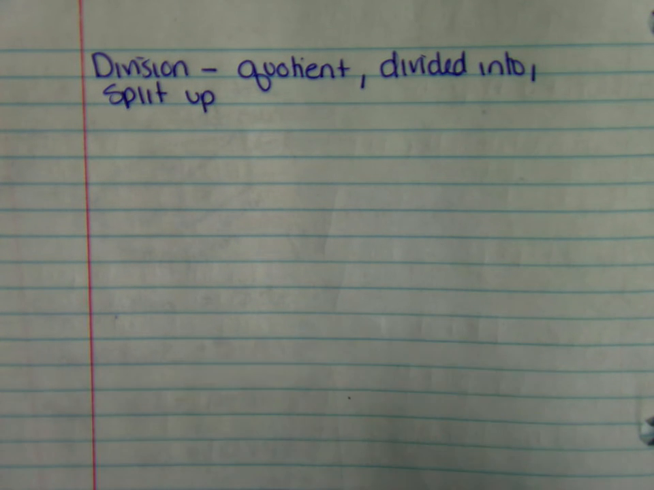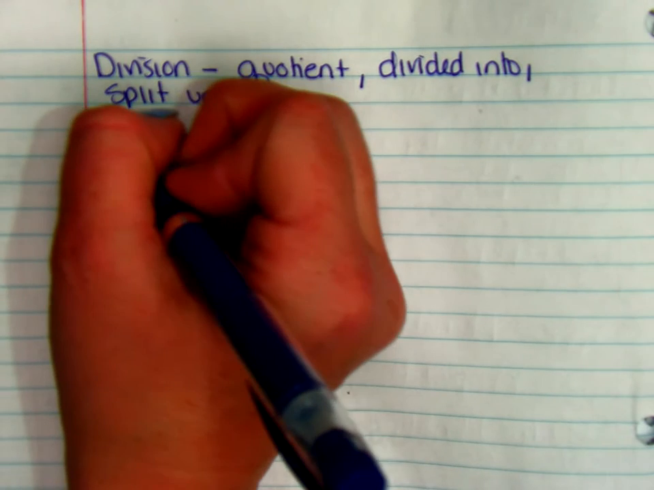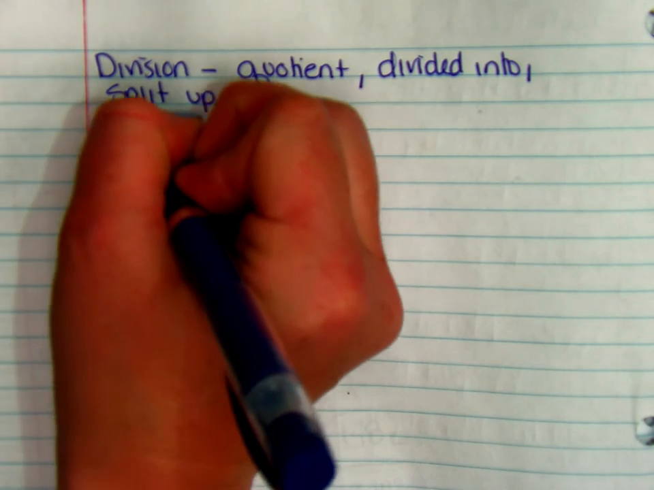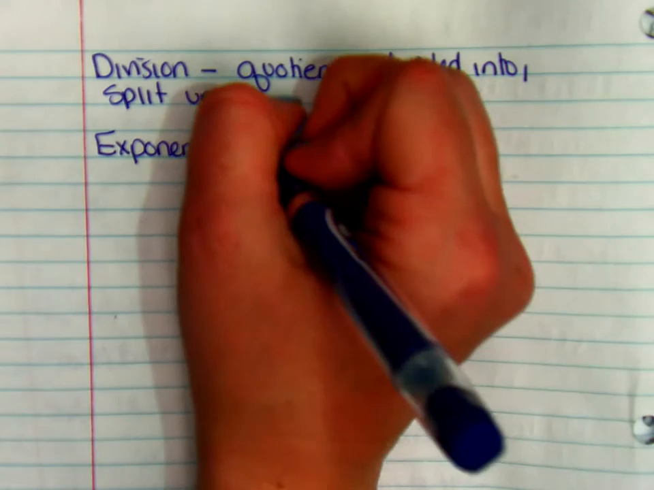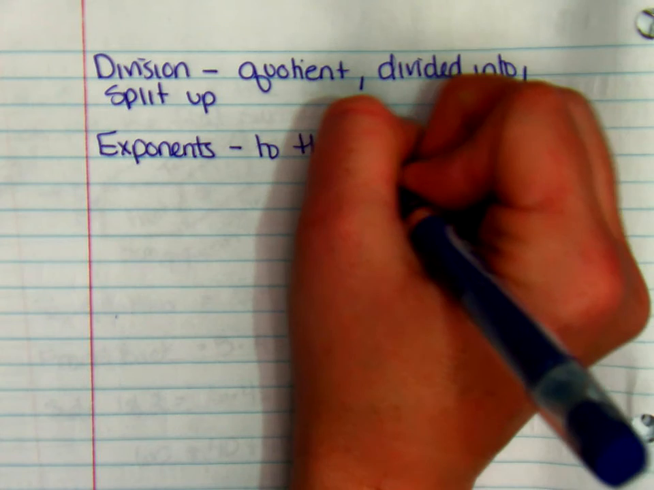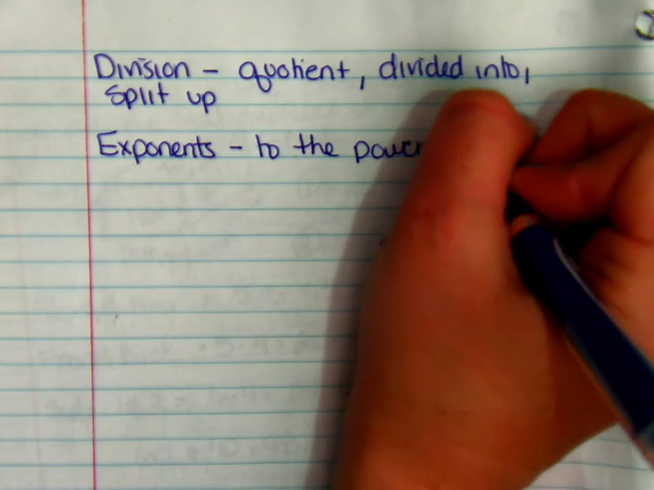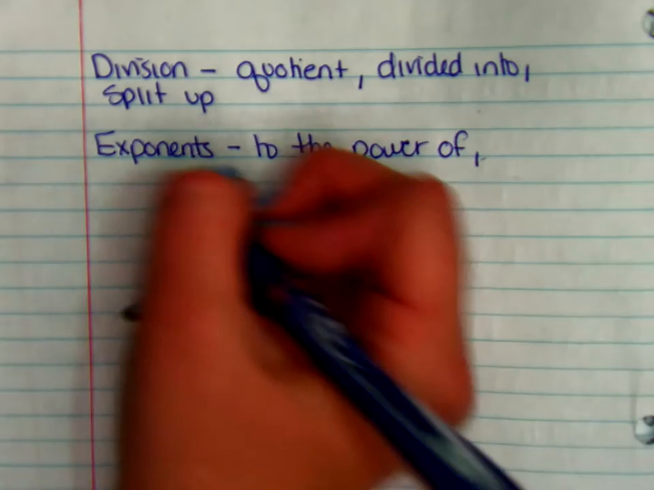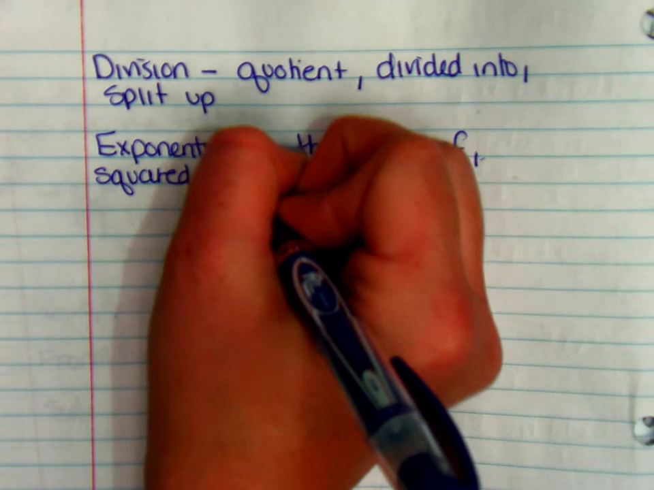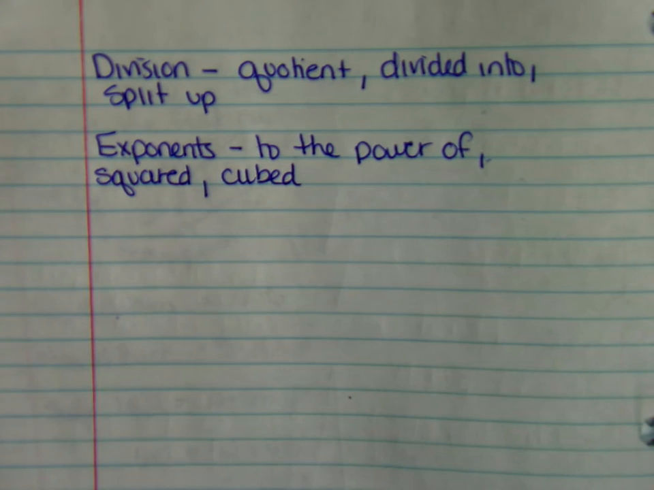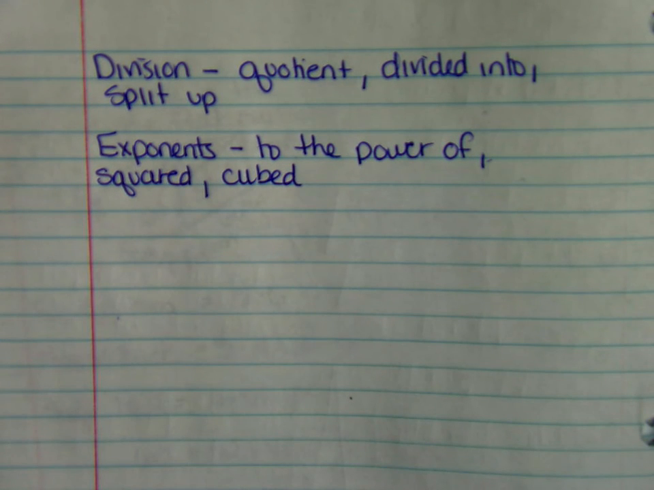Okay. All right. And then we also have a few more. We have exponents. For exponents, we're looking at to the power of. We could have squared. We could have cubed. Those all would be examples of words that we find for an exponent.